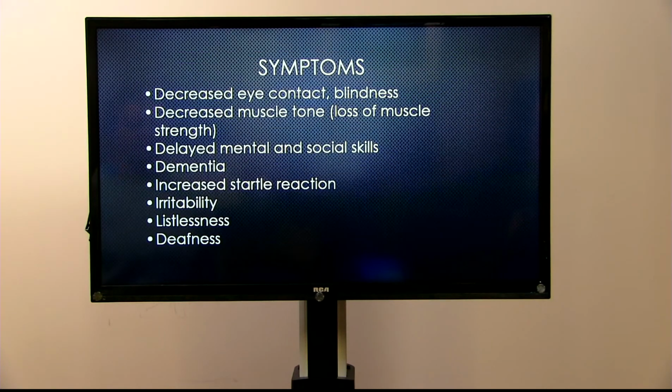Some symptoms of Tay-Sachs disease would be decreased eye contact or blindness, decreased muscle tone or loss of muscle strength, delayed mental and social skills, dementia, increased startle reaction, irritability, listlessness, and deafness.